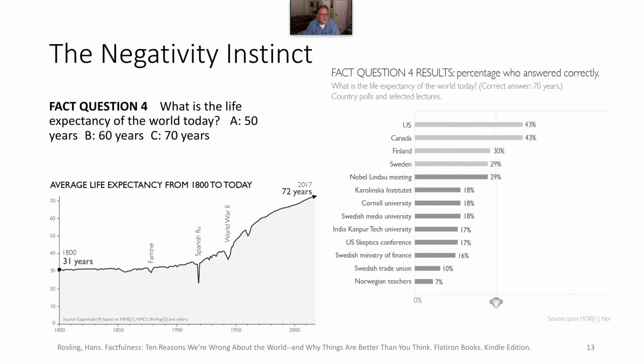Next question. Number 4, what is the life expectancy of the world today? 50, 60, or 70 years? Worldwide, it's over 70 years. So C is the correct answer. And we got lucky here, and it seems the people in the US and Canada actually do a little bit better than chimpanzees in getting this question right, about 43% of the time, while everybody else seems to fall behind.